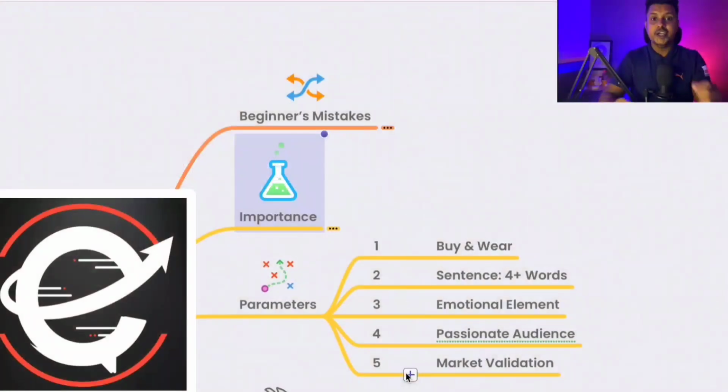And the fifth one, or the last one, is market validation. You need to validate the designs in the market. You need to make sure that it is a winning design for someone else. If it is a winning design for someone else, that means there is a high chance that it will also be a winning design for you, right? If something is working for someone else, there is a high chance that it will also work for you. So that's why we need to make sure that the design you selected is a winning design for someone else, so that we can validate that design in the market, right?